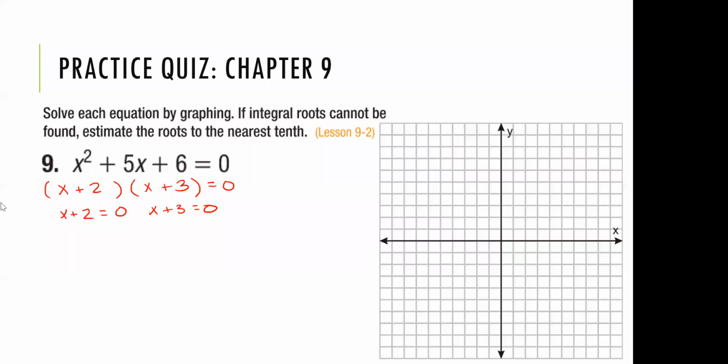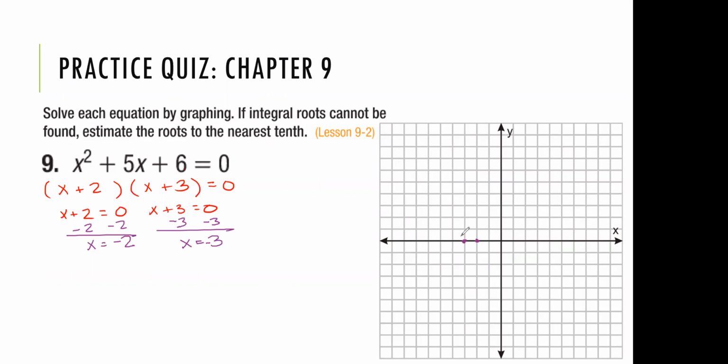And then I would solve by subtracting 2 on this side, so x is negative 2. And then subtract 3 on this side, and x is negative 3. So I have a point at x equals negative 2, and also a point at x equals negative 3.